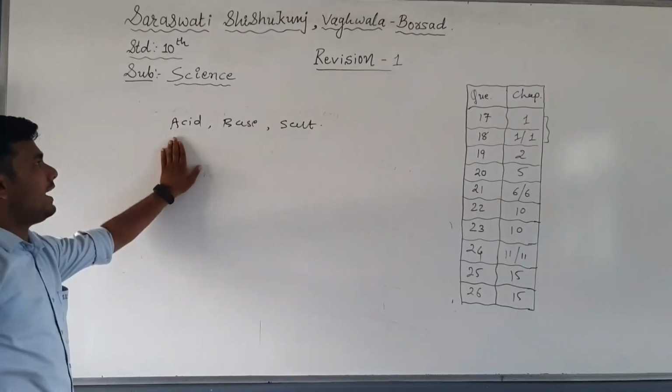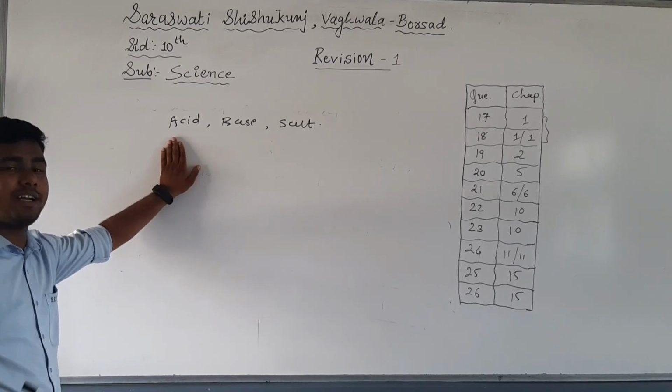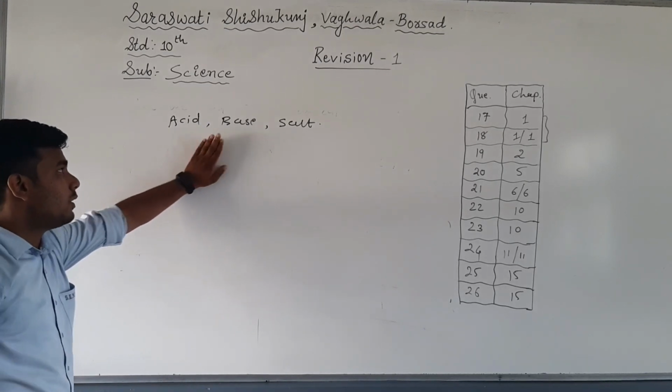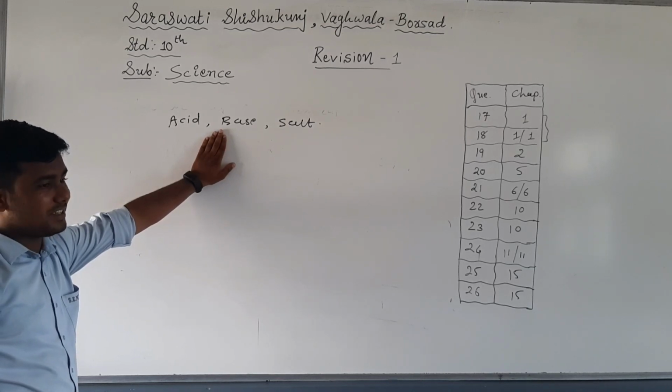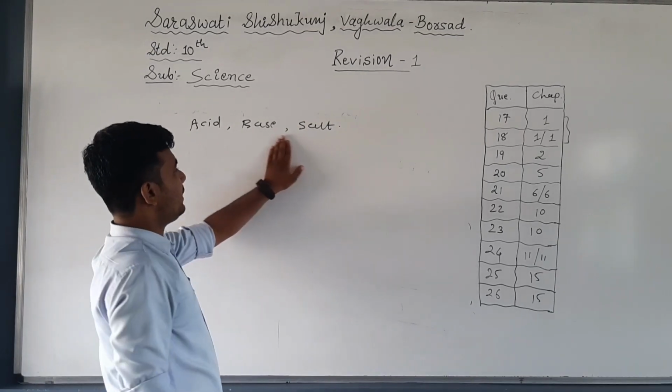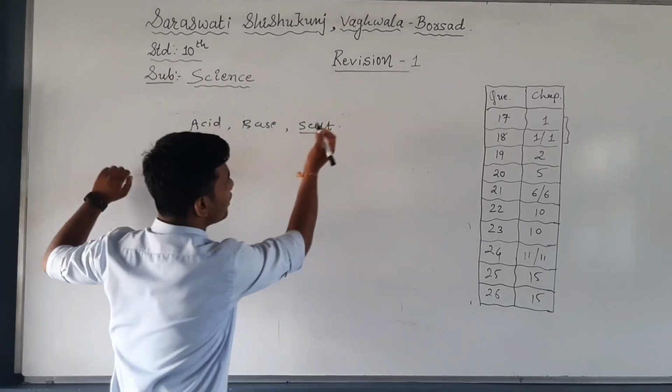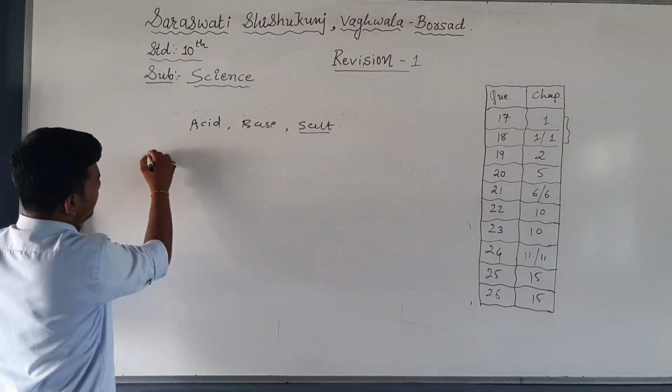Okay, so what is called acid? That which contains H plus is acid. What is called base? That which contains OH minus, and which is bitter in taste, is base. And salt, so how is the salt formed? According to that, we can have a neutralization reaction.